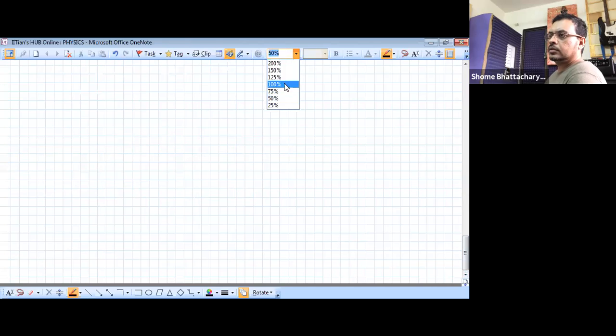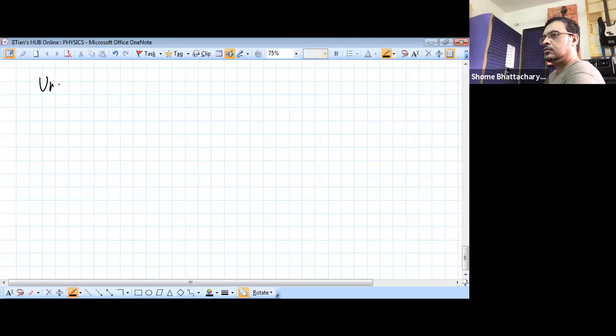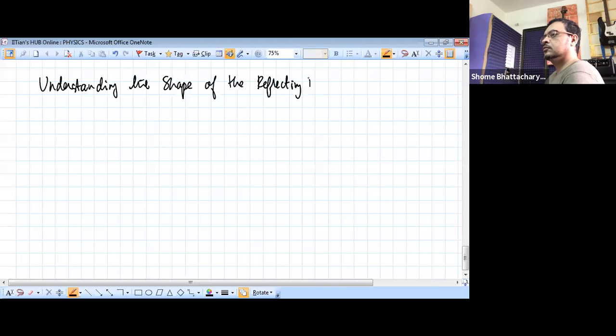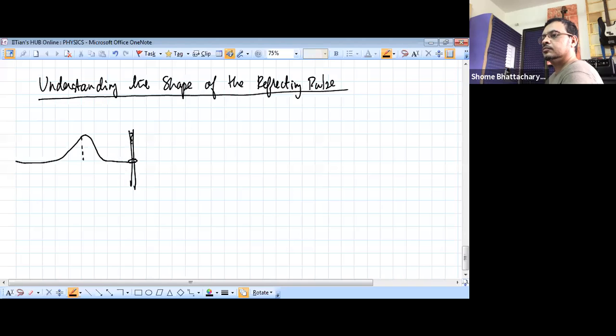Okay, so let us look at the next aspect of this. Understanding the shape of the changing pulse. We take one situation where you have the actual thing, which is this pulse, which is hitting this flexible kind of boundary. And you model this as a situation where you look at it like the superposition of two pulses of same phase and same shape and size, but traveling in opposite directions.